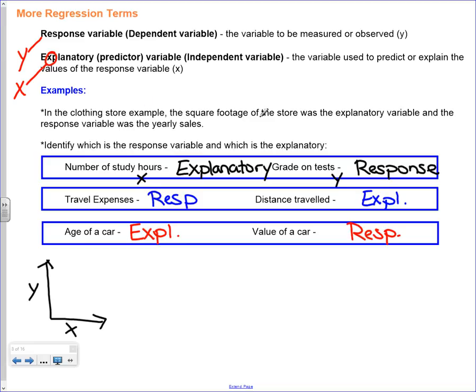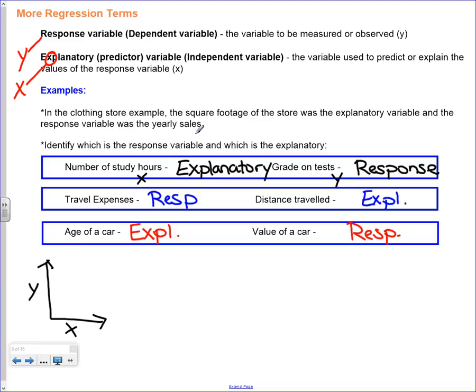Okay, so in the clothing store example that we just did, we would assume that the square footage of the store is going to explain the yearly sales, right? The bigger the store is, the more sales you'll have. Okay, the more sales you have is not going to make the store bigger, right?